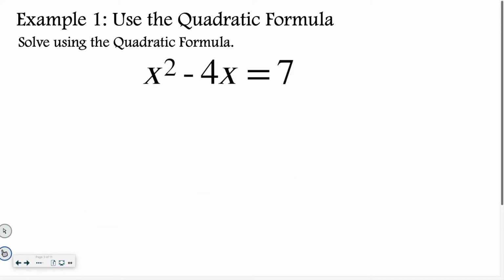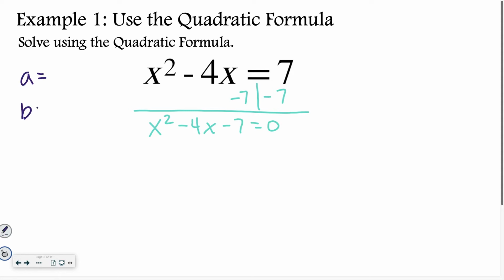So if we look at example 1, use the quadratic formula. We have x squared minus 4x equals 7. Right off of the bat, I need to get this equal to 0 before I can start doing anything. So I subtract 7 from both sides. I have x squared minus 4x minus 7 equals 0. Now that it's set equal to 0, I'm going to write what my a, b, and c values are. I highly recommend doing this.